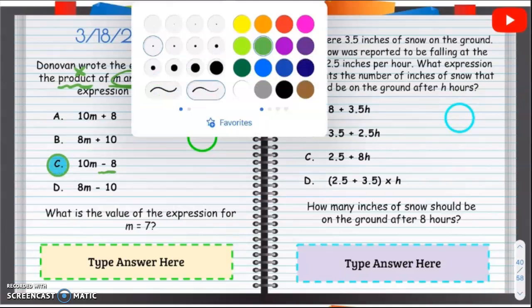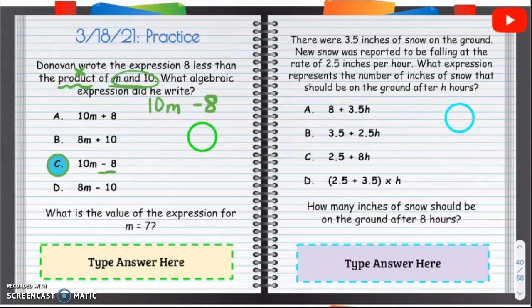Now we're going to take a look and figure out what the value is if m equaled 7. So if we put this 7 in for m up here, so 10 times m, or 10 times 7, minus 8. Can I do 7 minus 8? No, we have to use our order of operations. 10 times 7 is 70. Then bring down that minus 8. We didn't use it yet. 70 minus 8 is going to be 62. So our answer is 62.